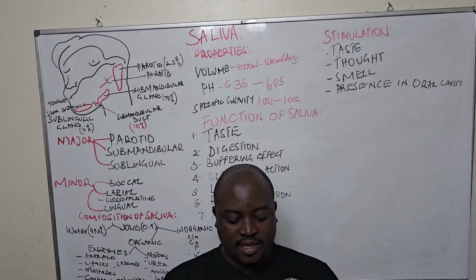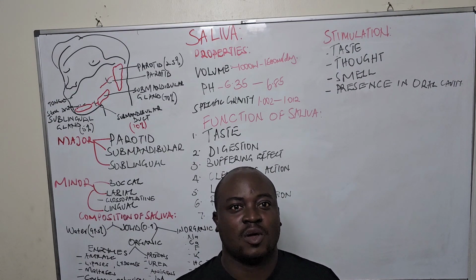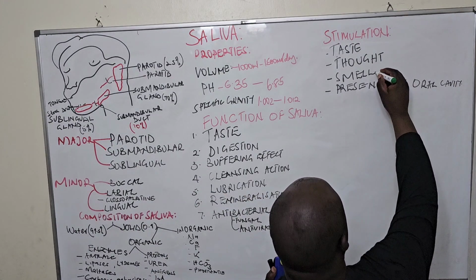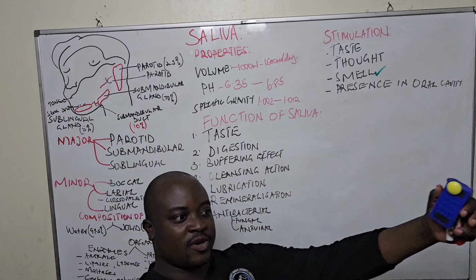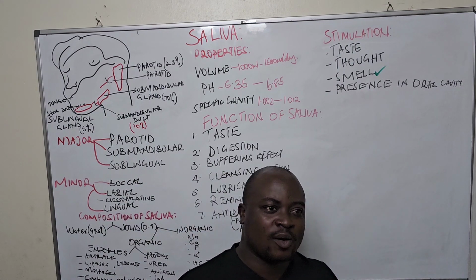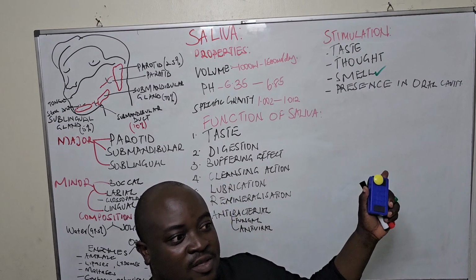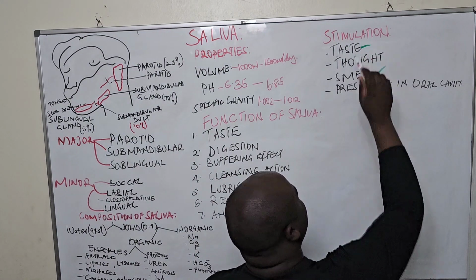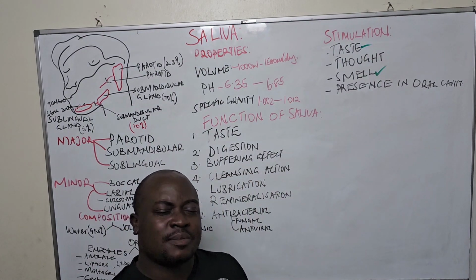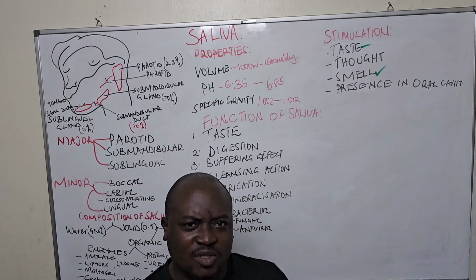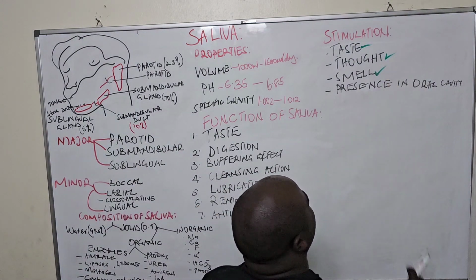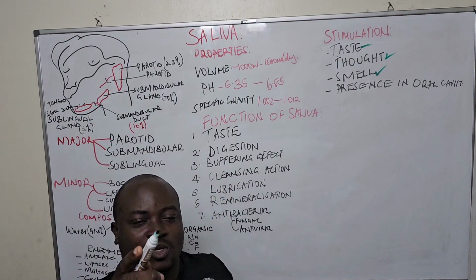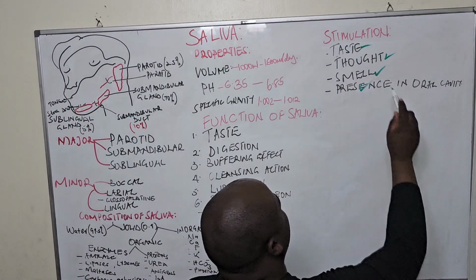This is after stimulation. When you smell food, a smell of food somewhere, or something you like, or any food, you're going to stimulate the production of saliva. When you taste food in your oral cavity, sometimes you're hungry and you think you need to eat food. Just the thought of food. Even the presence of food in the oral cavity is going to lead to stimulation of saliva.